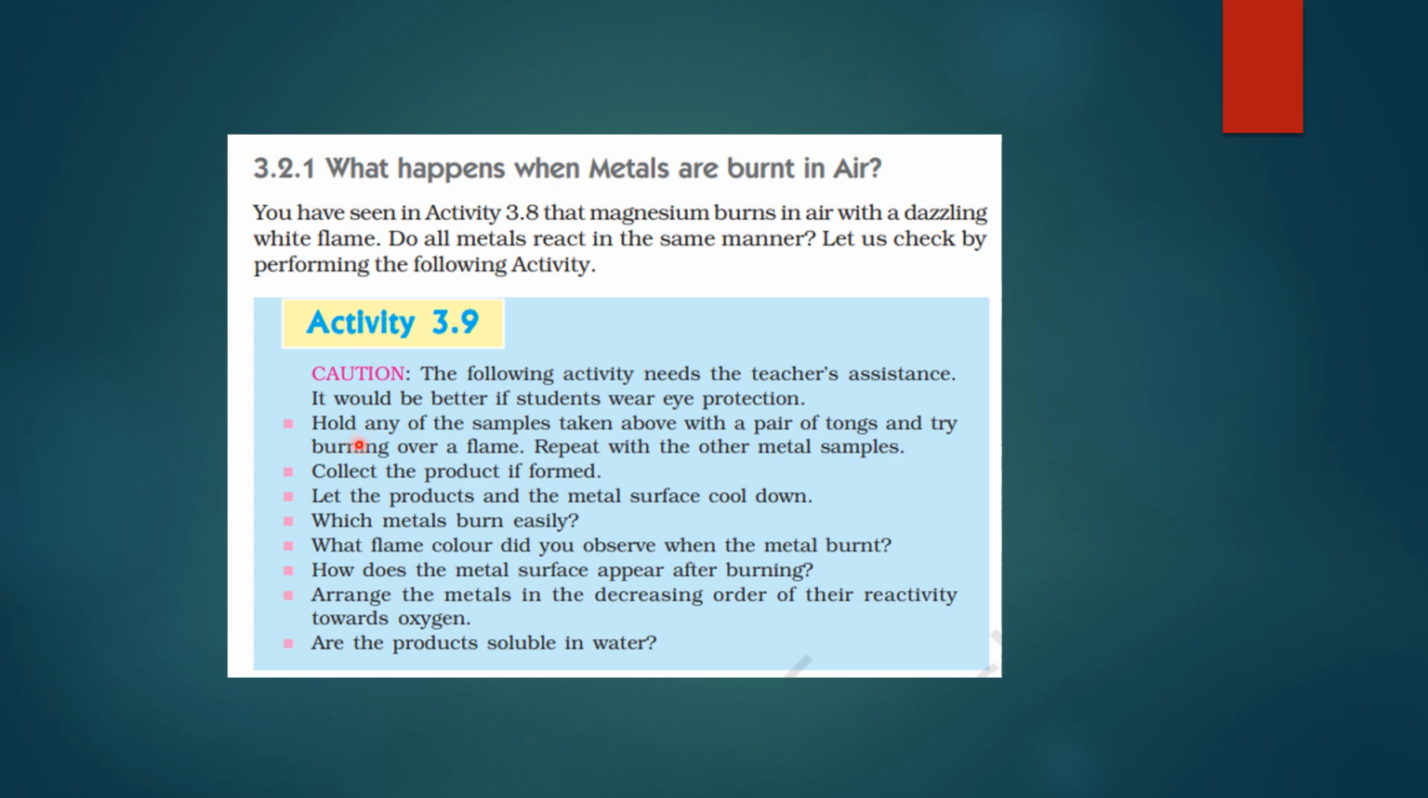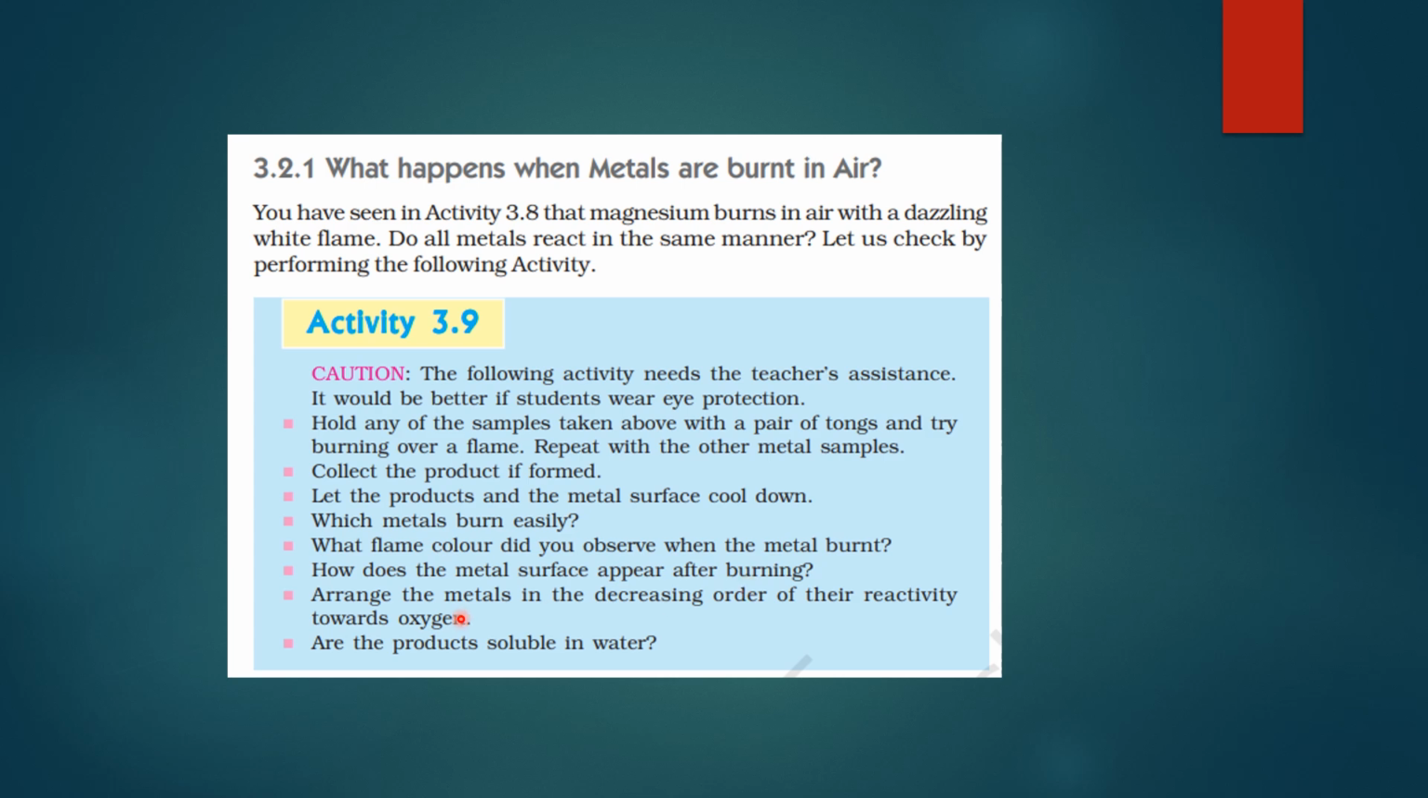You have to hold the samples taken above with a pair of tongs and try burning them over a flame, repeating the same process with all the metal samples. Collect the product if any product is formed. Let the products and the metal surface cool down. We need to check which metals burn easily, what flame color we observe when the metal is burnt, and how the metal surface appears after burning.